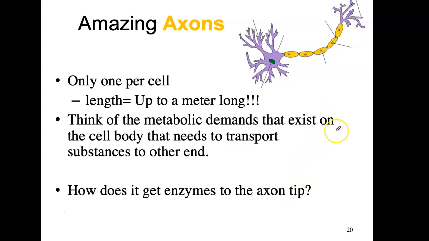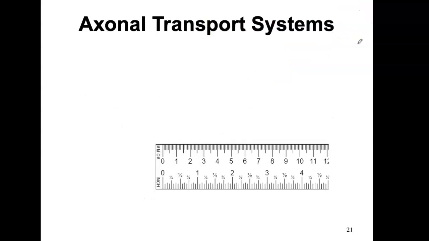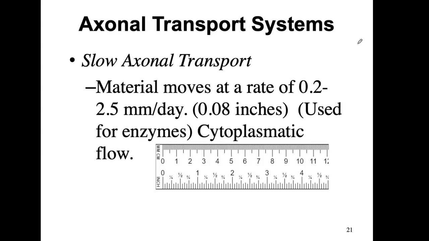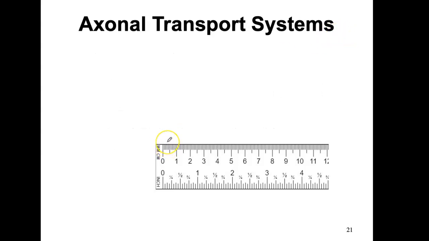How does, for example, an enzyme that's manufactured in the cell body actually travel to the other end? Let's say it's needed here in the terminal axons, in the terminal portion of the axon. How does it even travel there? So those are called axonal transport systems. I put a ruler in for you to show you that there is slow axonal transport, where material is going to move at about 2.5 millimeters a day. Right, so these are the millimeters here.